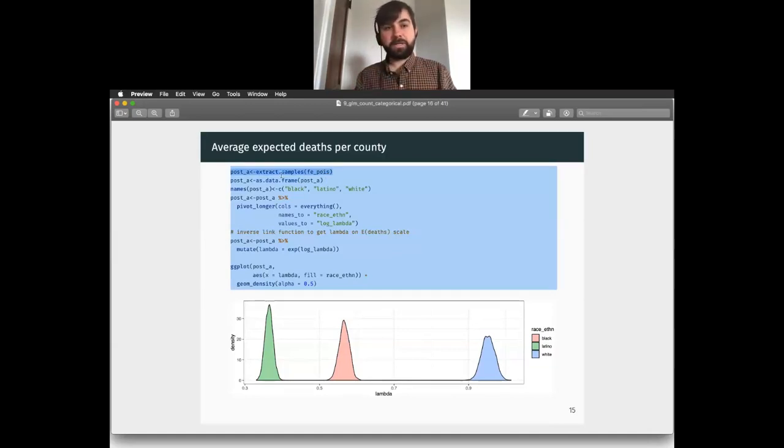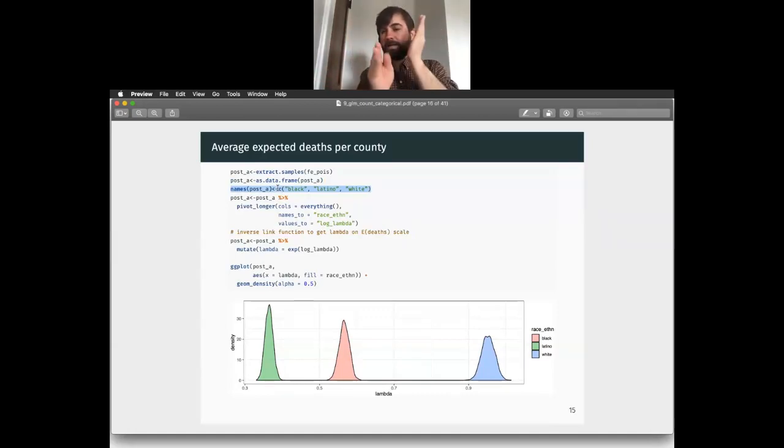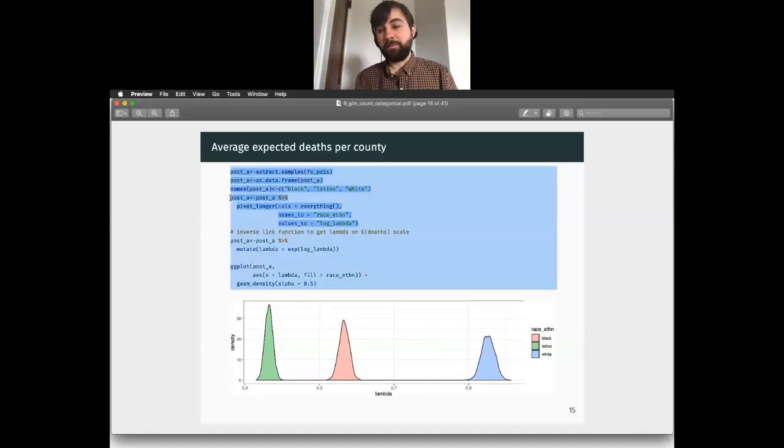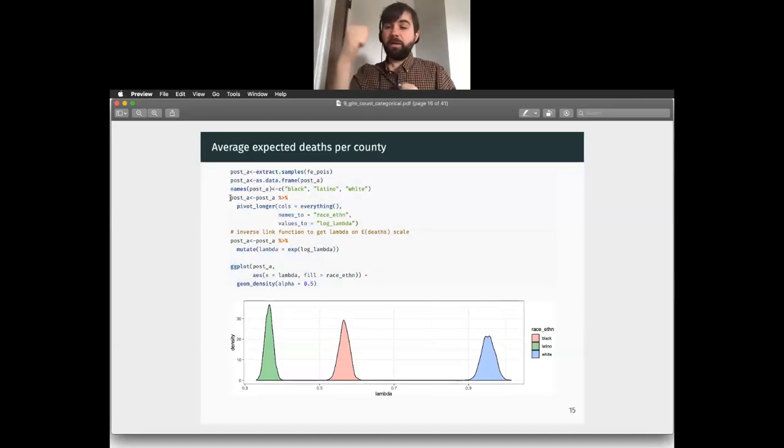And I'm going to rename those columns. I'm going to turn it into a data frame. I'm going to rename those columns to match the factor labels. Then I have 3 columns: black, Latino, white, right? And what I want is 2 columns. I want 1 column for race and 1 column for posterior parameter estimate, so I can ggplot the densities nicely, right? And so that's why I use pivot longer, is to basically put the variables in columns and remove the variable from the column name, right? The variable race is in a column name right now, but I want it to be in its own column. So basically, I take those column names and I put them in race ethnicity, and I move the values to log lambda.